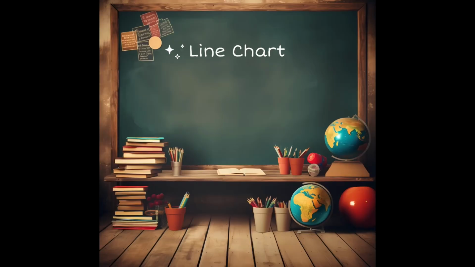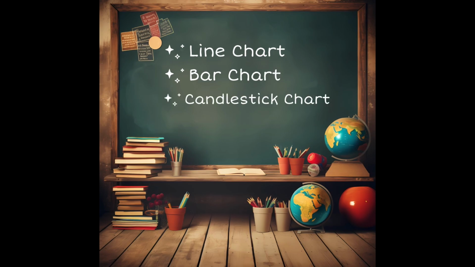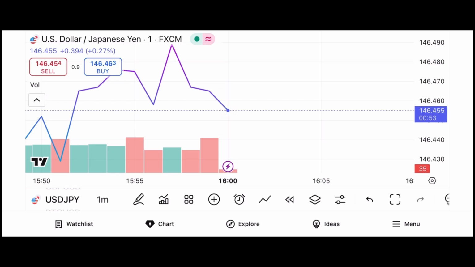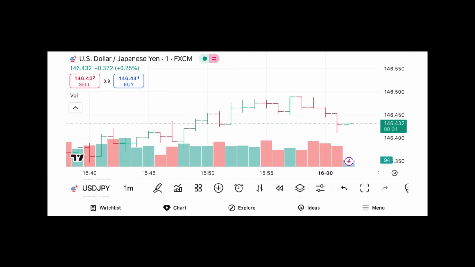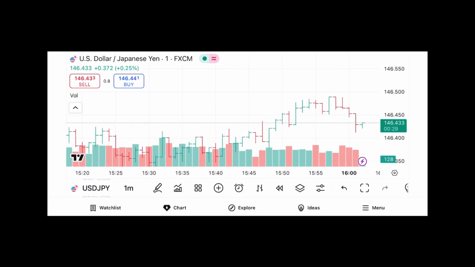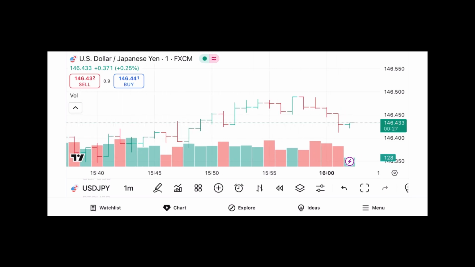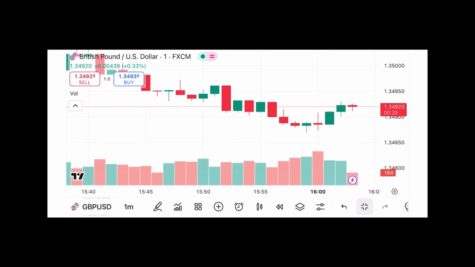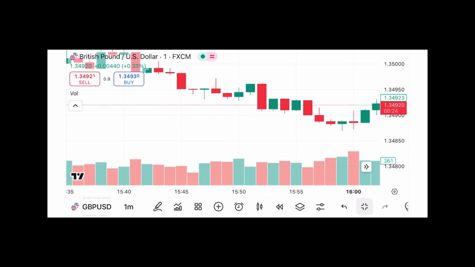Now there are different types of charts you might have seen, but the main three are: the first one is the line chart, the second one is the bar chart, and the third one is the candlestick chart. The line chart is simple and shows only the closing price. The bar chart is similar to candles but harder to read, and the candlestick chart is the most popular, most people use it, and it is detailed.